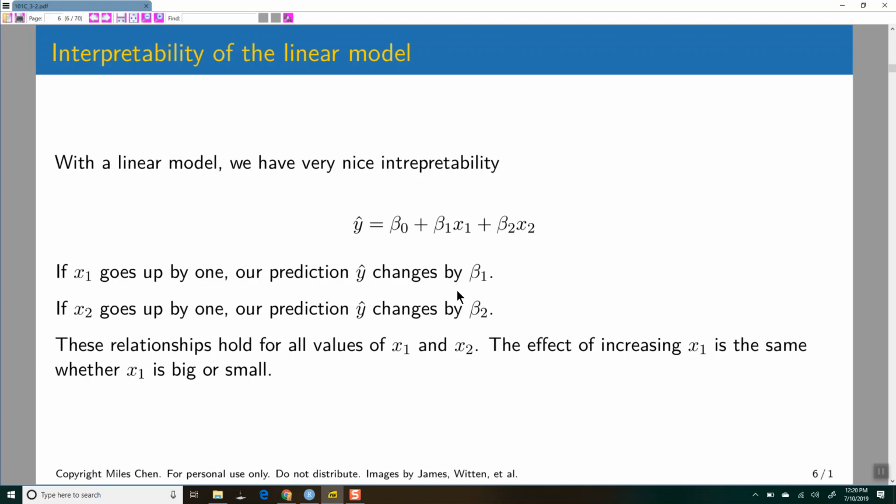So whether x1 is small or x1 is big, if x1 changes by 1, your prediction goes up by beta 1, okay? And that might make sense for things like how much money you spent at the grocery store and how many apples you bought. Each apple you buy is going to add 70 cents to your grocery bill or something. Or I don't know, how much is an apple? So if you buy 2 apples, it costs 70 cents more than 1 apple. If you buy 12 apples, it costs 70 cents more than buying 11 apples. So that makes sense, right?